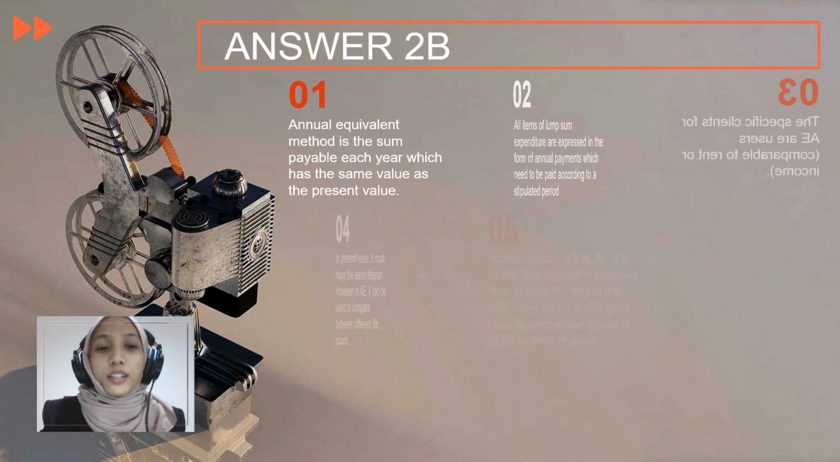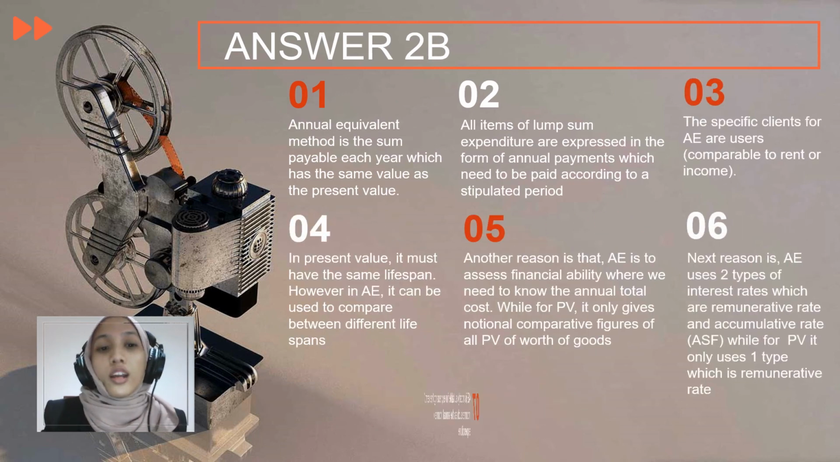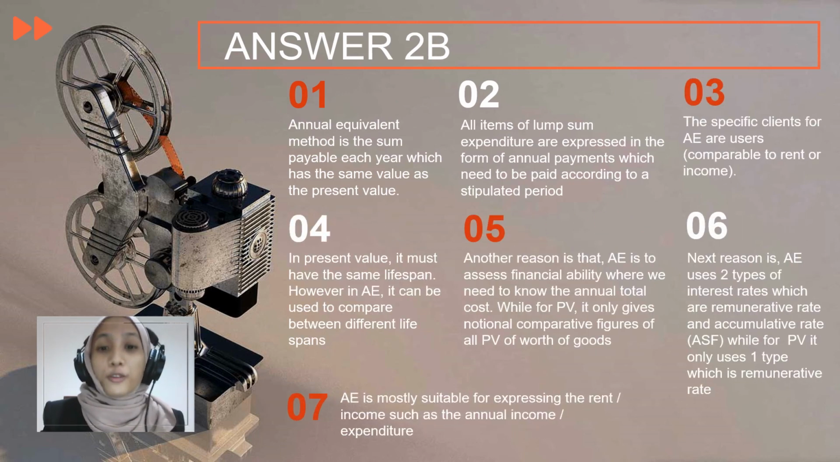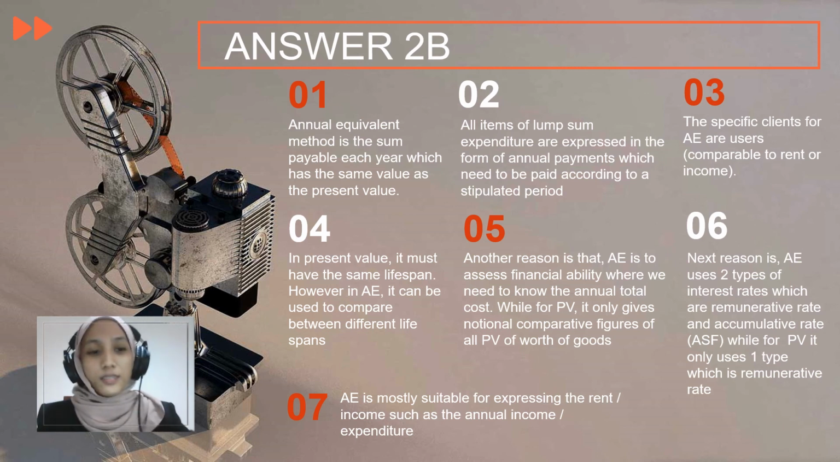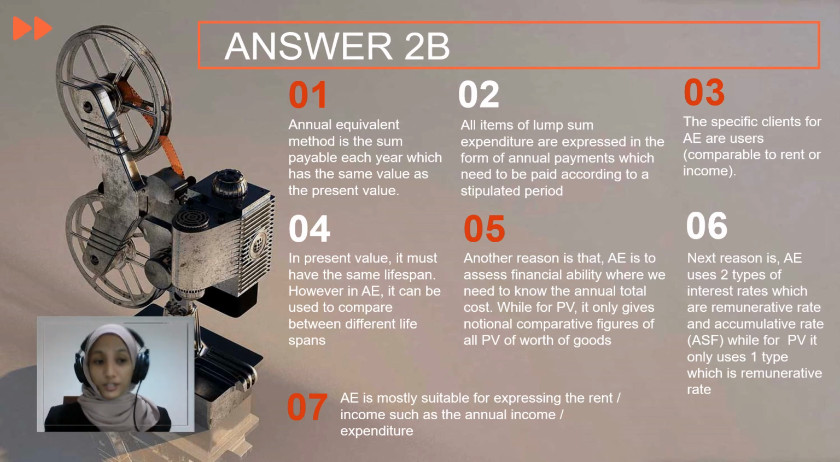Next, I'll be explaining the specific client for the annual equivalent method and the reason why. Annual equivalent method is the sum payable each year which has the same value as the present value. All items of lump sum expenditure are expressed in the form of annual payment, which need to be paid according to a stipulated period. The specific client for annual equivalent are users, for example, when a person wants to calculate the value or profit for their rental property.